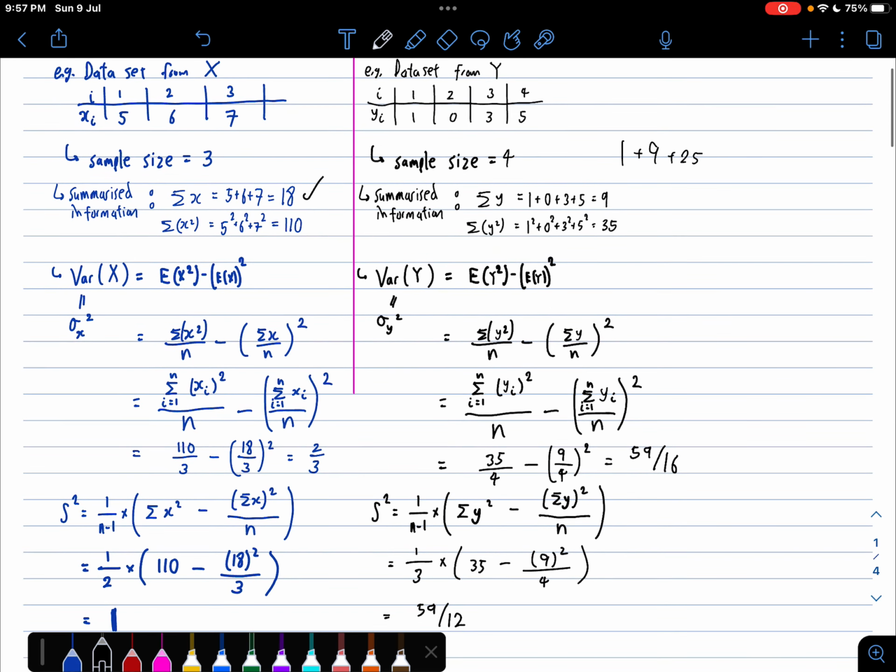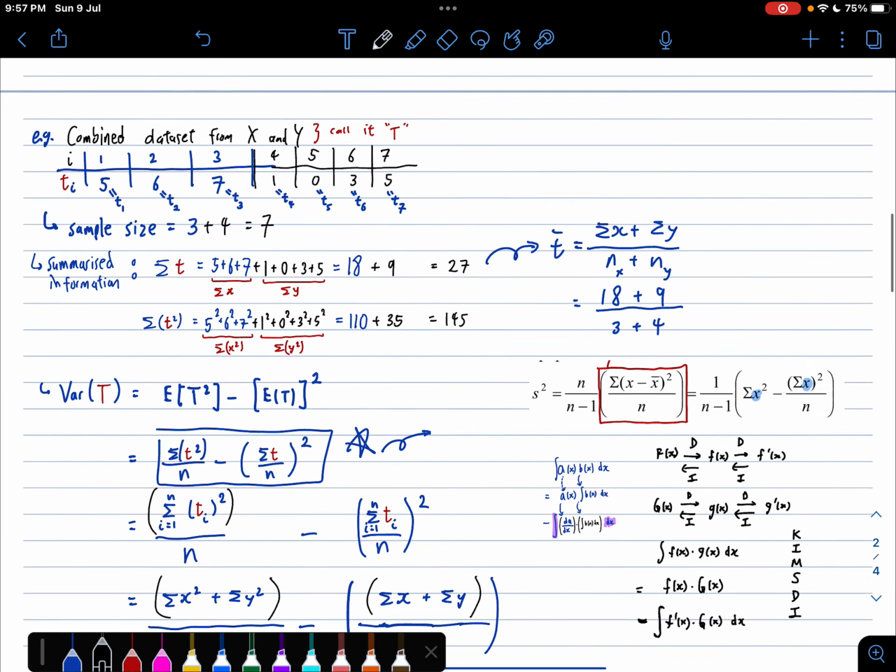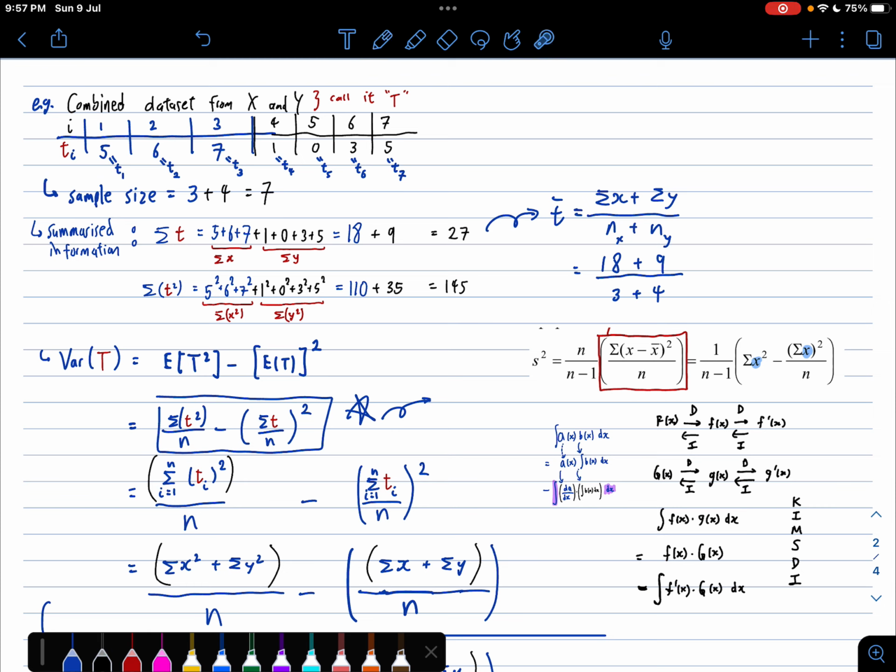So now these are the two separate data sets. But what if we combine the data, right? What if we combine the data? So here's what we'll get, if you can go and scroll up and verify.